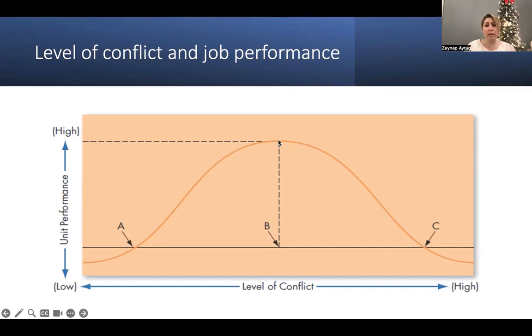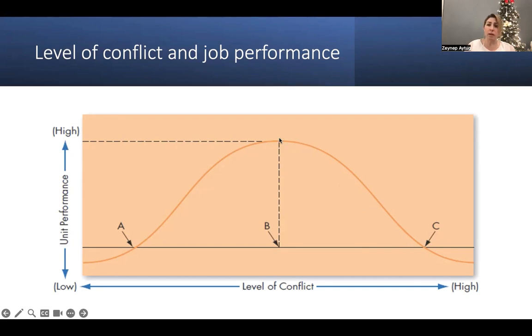However, it peaks at one point. This is moderate level of task conflict. After that moderate level, if the conflict continues to move to the high side, as you can see, the unit performance starts going down, individual or team performance.